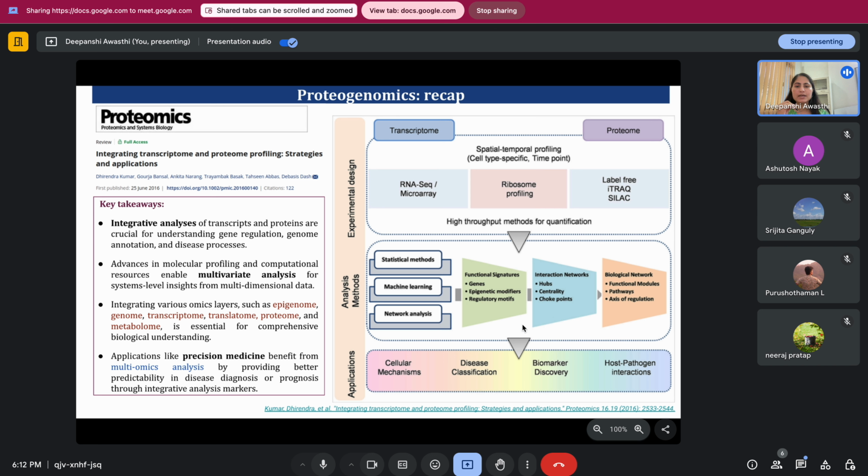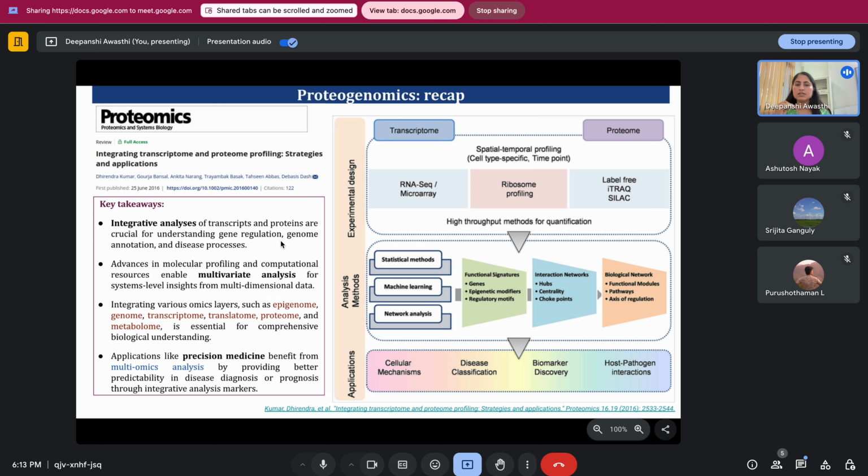These are some methods which you can incorporate into your experimental data depending on what you want to analyze and what the applications are. The broad applications are that you can look into cellular mechanisms, that is, what kind of mechanisms are undergoing in cells. You can also classify disease, identify biomarkers, and look into host-pathogen interactions. You don't have to go into detail on these. This is just an overview, but the key takeaway message from this paper was that this integrative analysis of transcripts and proteins is crucial for understanding gene regulation, genome annotation and disease processes.